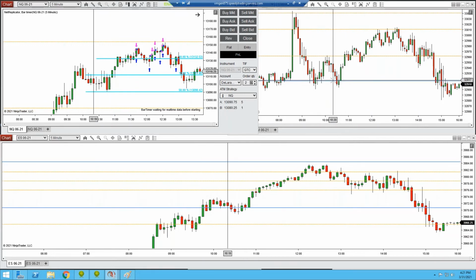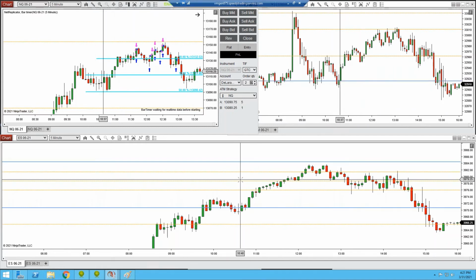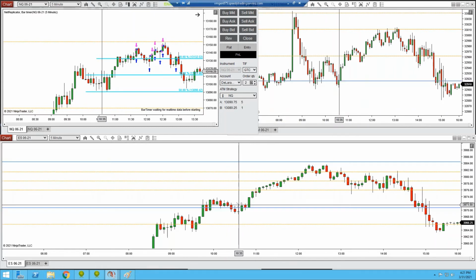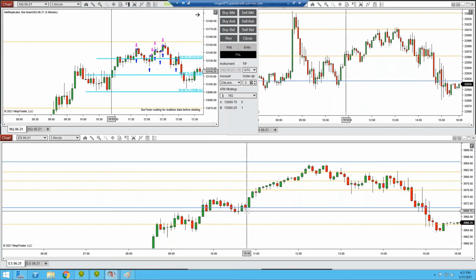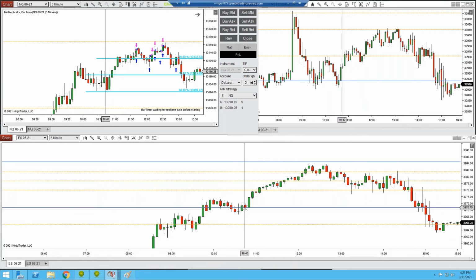YM is hitting the CP at the same exact time as support, and ES is kind of using the CP as support at the same time. So this would have been a real nice trade to go long on any three of the markets because all three are doing the same thing. They're getting support at an important price that we have.